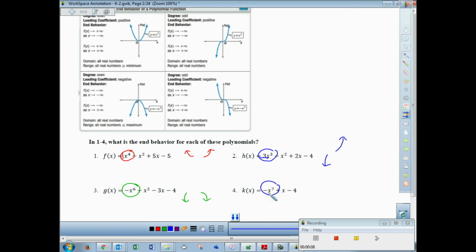Since the leading coefficient is negative, negative is not up, right? Negative is the opposite of that. Don't go up right, go up left. Okay? It's the only way that I remember it. If you have a better trick, then kudos to you.